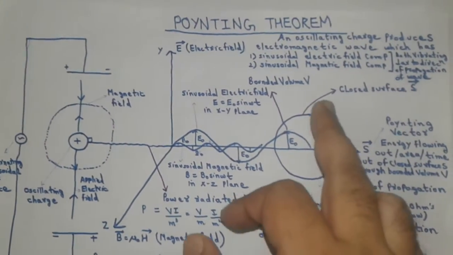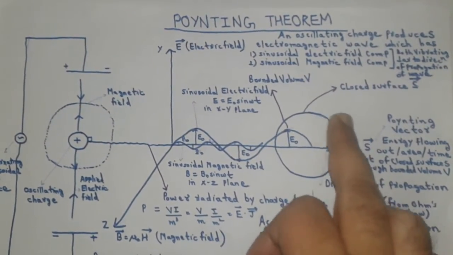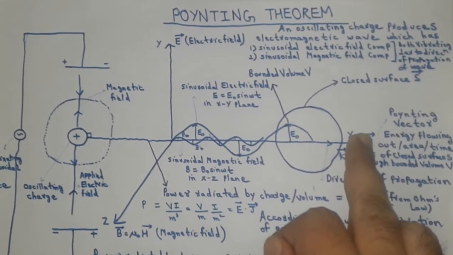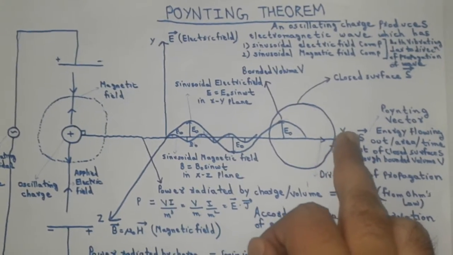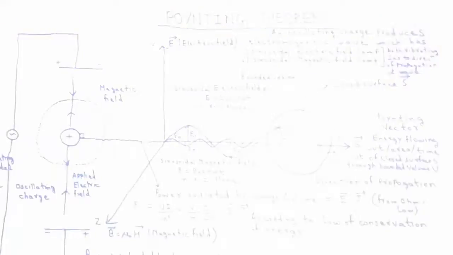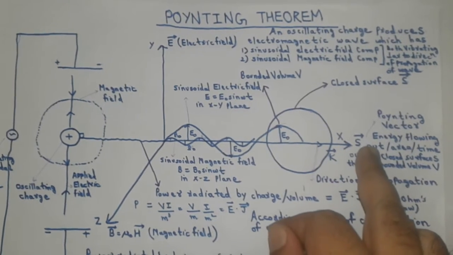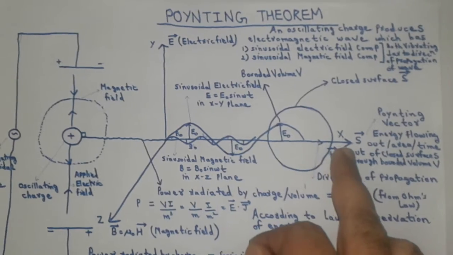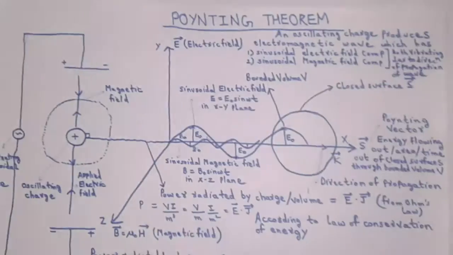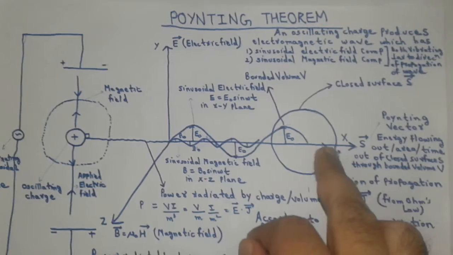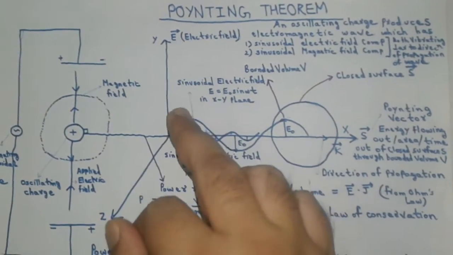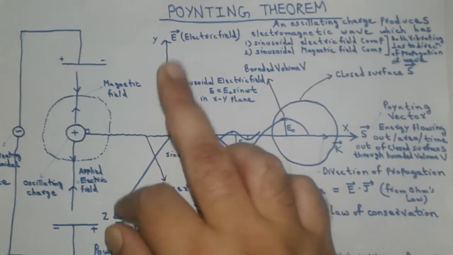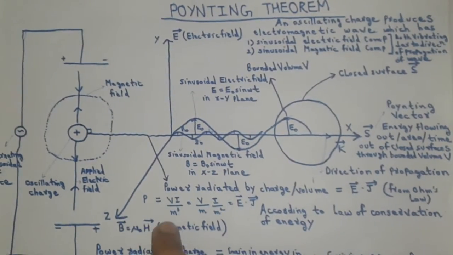The amount of energy flowing out of the closed surface S normally through the bounded volume V per unit area per unit time is called the Poynting vector. The direction of the Poynting vector is the same as the direction of propagation of wave, which is in the x direction in this case. Poynting vector S is the cross product of electric field E and magnetic field H because it is perpendicular to the plane containing the electric field vector E and the magnetic field vector H.